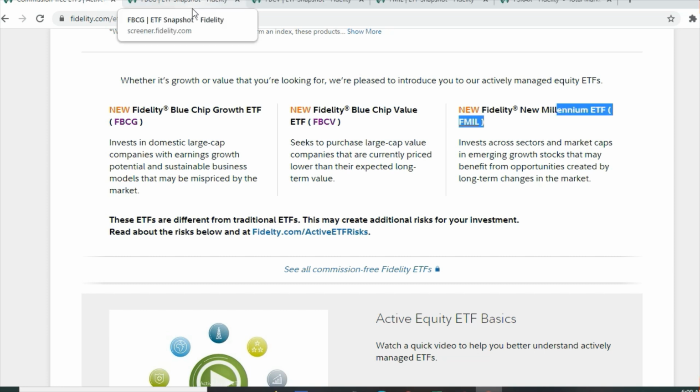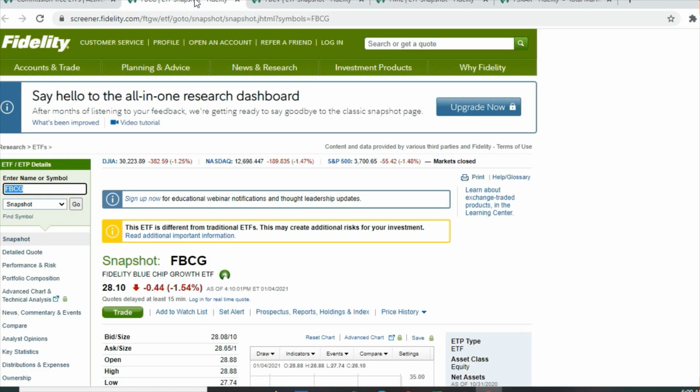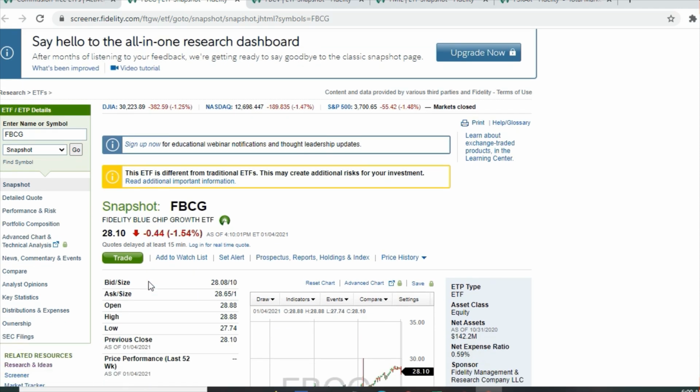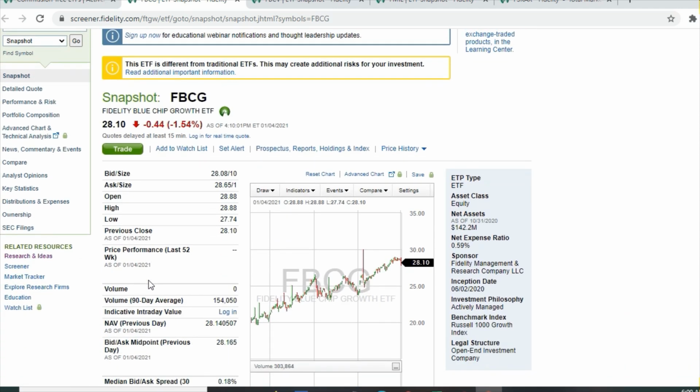That all sounds fine and dandy, but one thing you need to know about any type of actively managed investment is there's an additional cost involved. Take, for example, FBCG, which is that Fidelity Blue Chip Growth ETF. If we look down here, you zoom in right here, you're going to see the net expense ratio. So an expense ratio is the cost of the management company to manage the investment on your behalf.